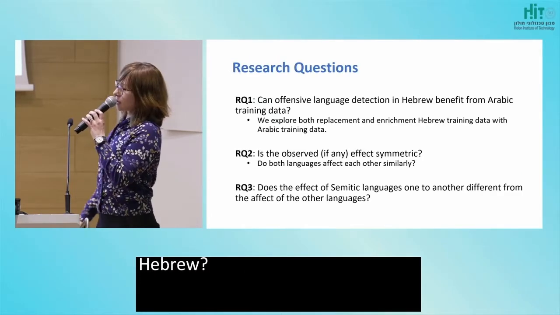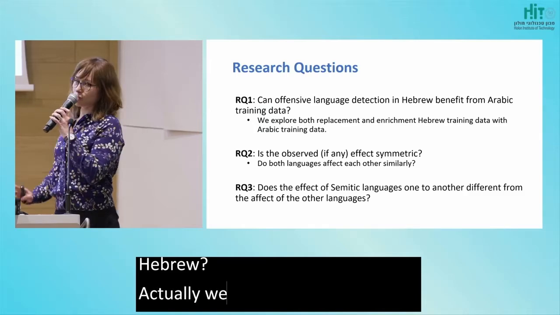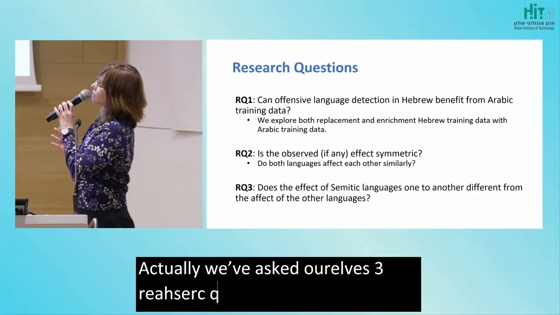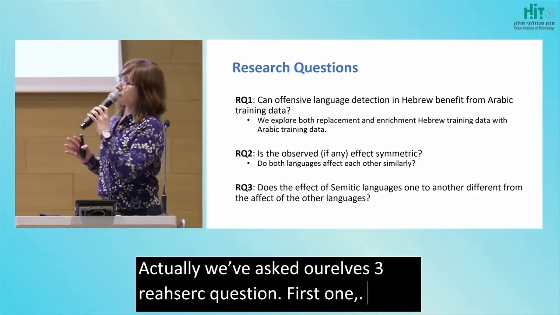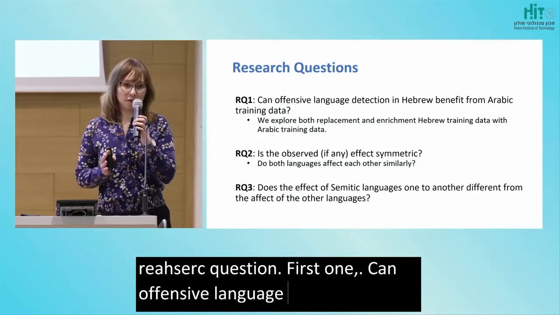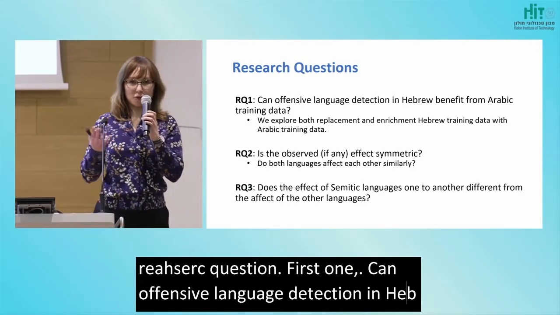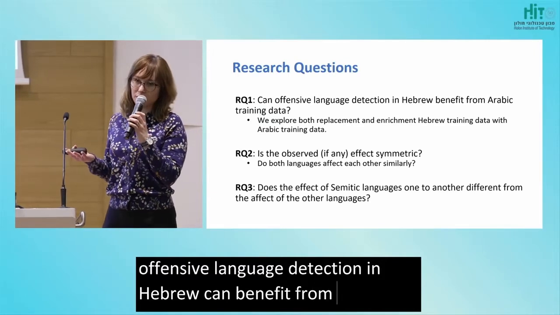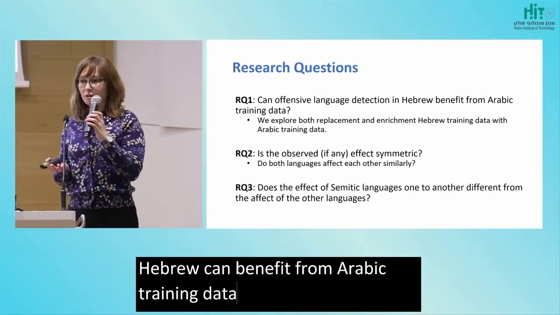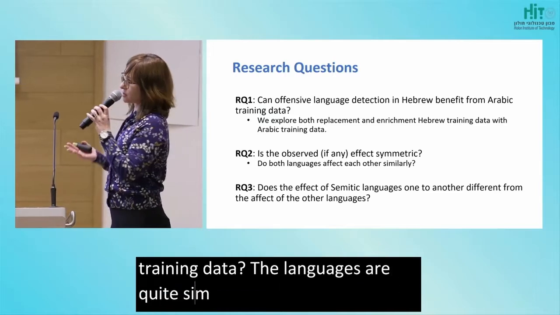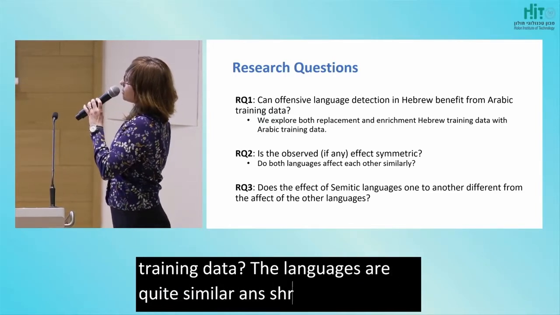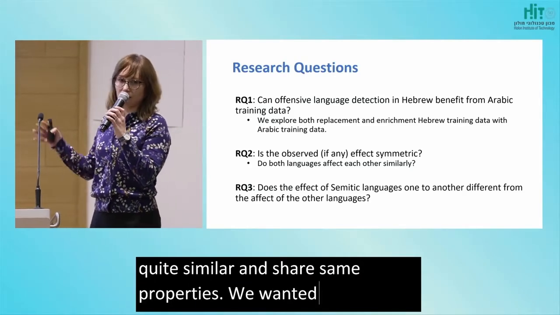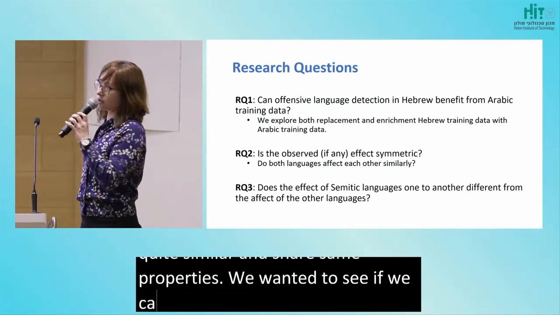And actually, we asked ourselves three research questions. The first one: whether offensive language detection in Hebrew can benefit from Arabic training data, because Arabic is known very well as a rich resource language. And they're pretty similar languages. They belong to the same family. They share similar properties. So we wanted to check whether we can use Arabic training data for training models and then applying them on Hebrew content.